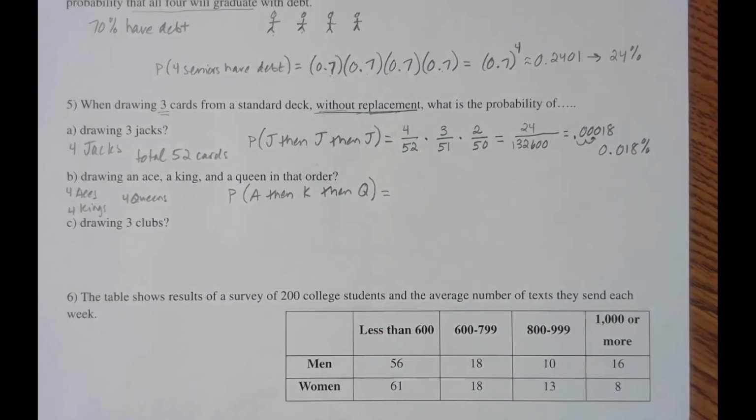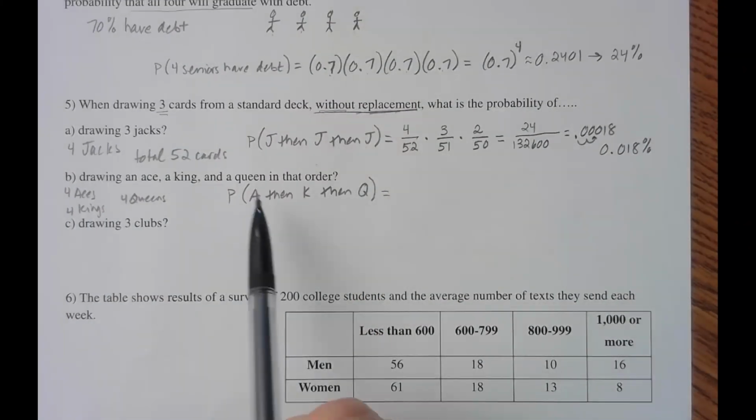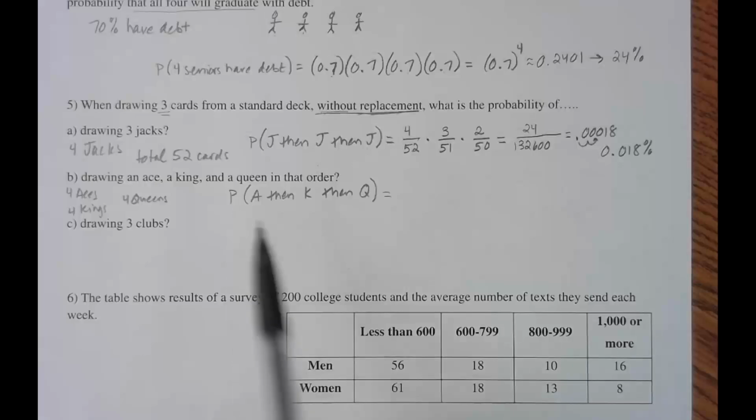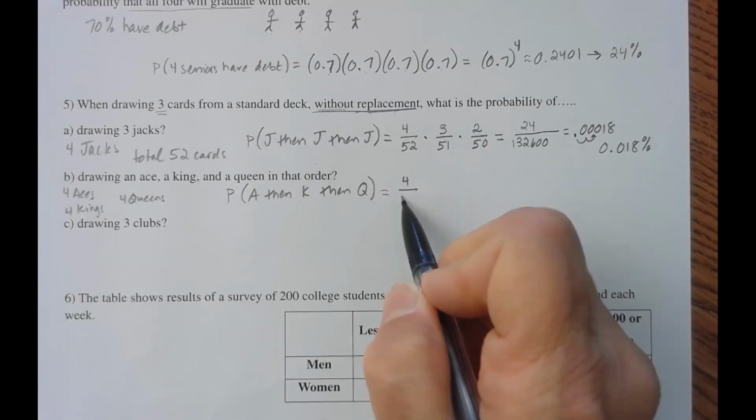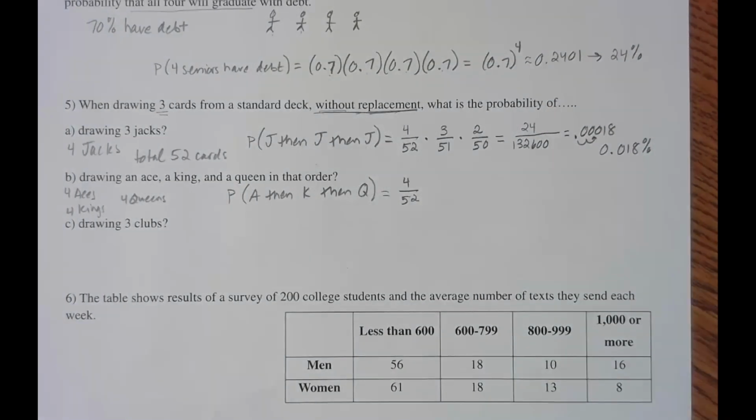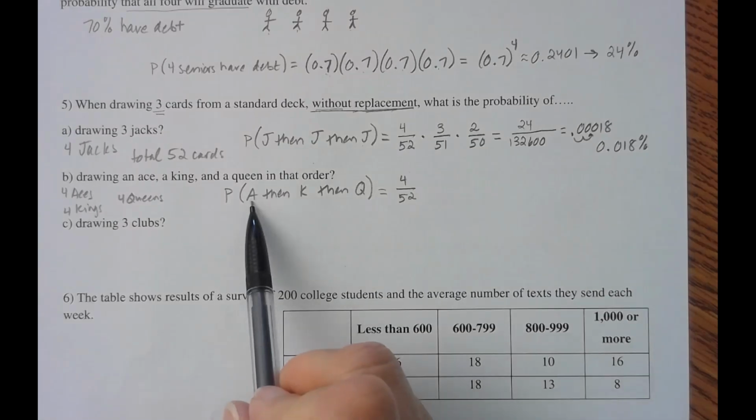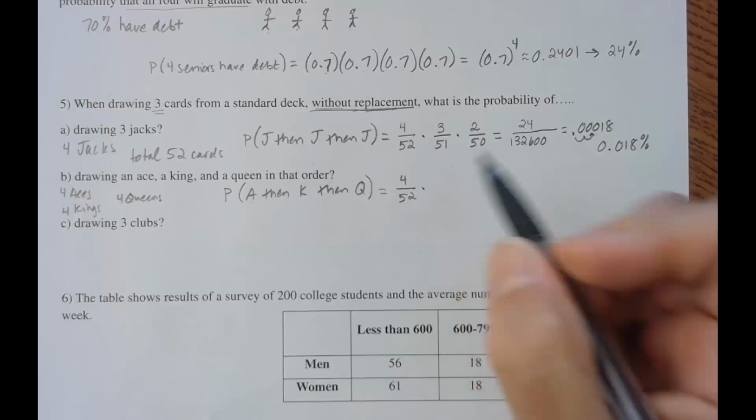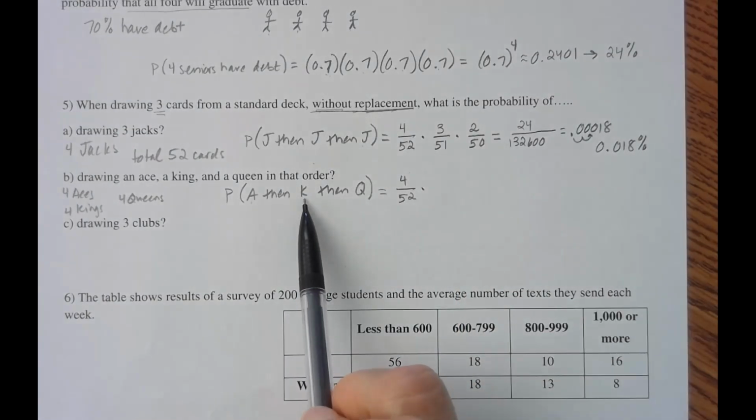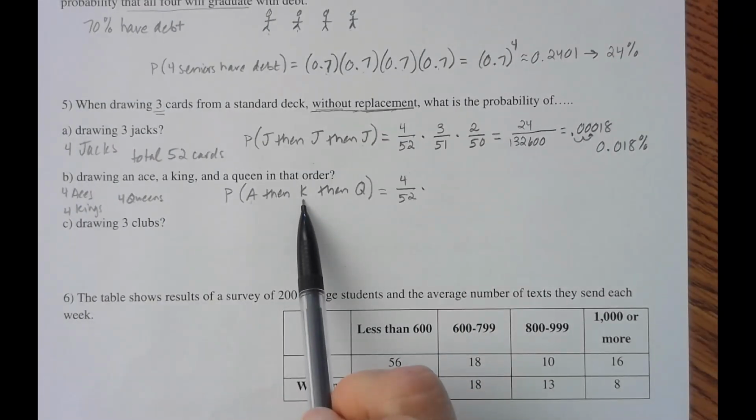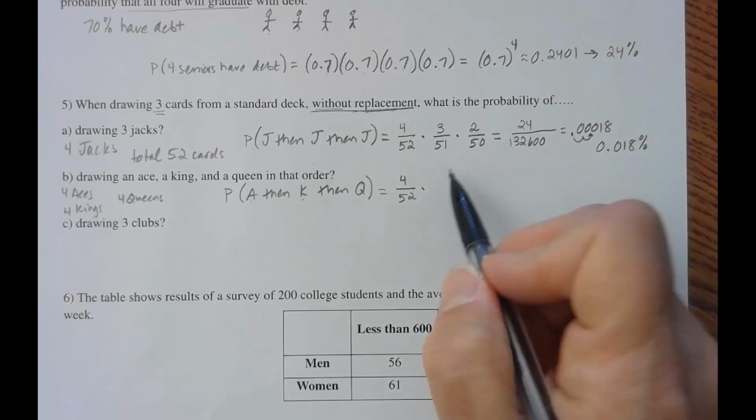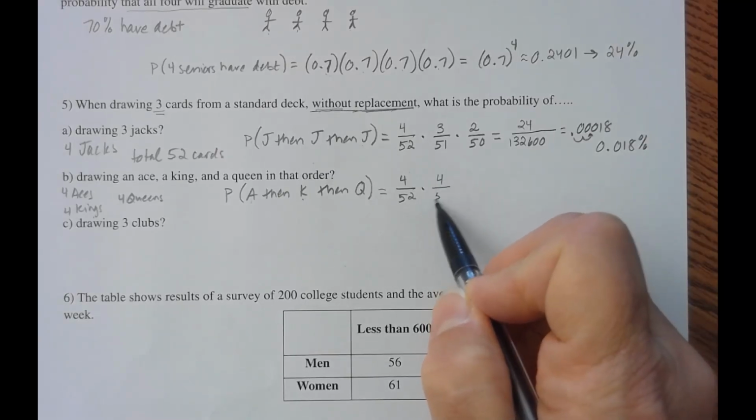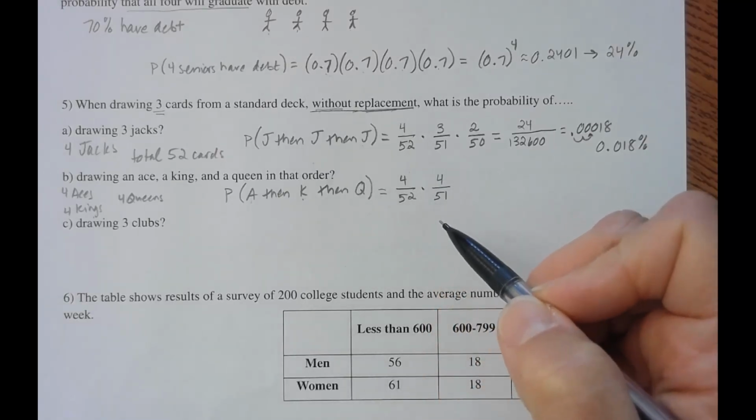So the first time I draw for an ace, I have a chance of 4 out of 52 cards in the deck. So I'm going to hold on to that card, assume it's an ace, because I'm trying to find the probability of drawing an ace. The second time I draw, I'm drawing for a king. I have 4 chances of getting a king, because there's 4 kings. But this time out of only 51 cards, because I've held on to my first card.